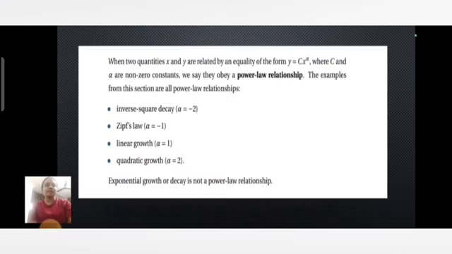When two quantities x and y are related by an equality of the form y is equal to c x to the power alpha, where c and alpha are non-zero constants, we say they obey a power law relationship. The examples from this section are all power law relationships: inverse square decay, alpha is equal to minus 2; Zipf's law, alpha is equal to minus 1; linear growth, alpha is equal to 1; quadratic growth, alpha is equal to 2. Exponential growth or decay is not a power law relationship.